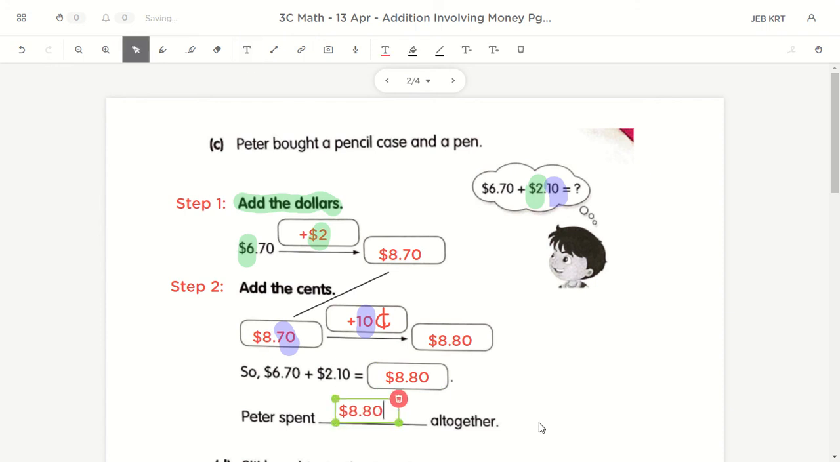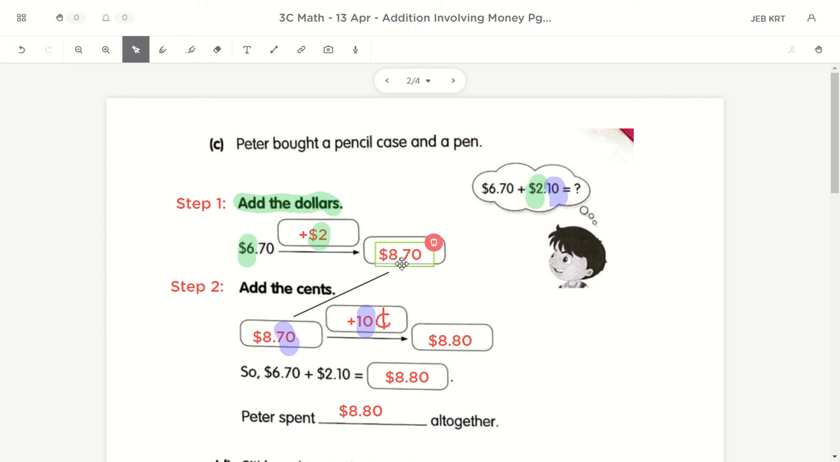Okay, so let's stop here for a while because we're going to repeat this for every single question after this question. So let's look at this again and see what is going on here. Alright, so step 1, you will add the dollars. $2.10, the dollars part is $2. So I add the dollars in first. $6.70 plus $2 give me $8.70.